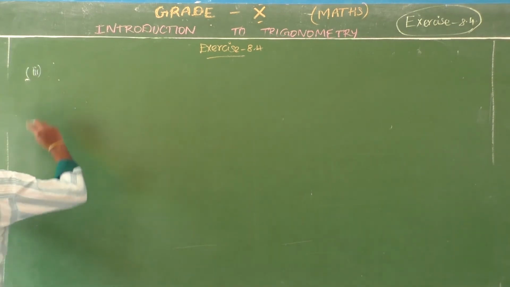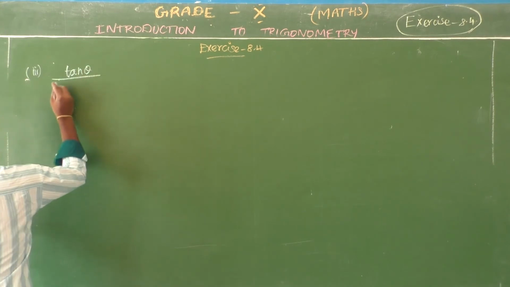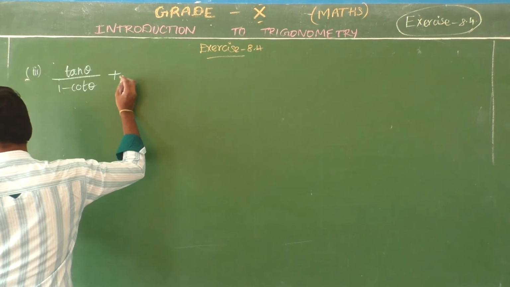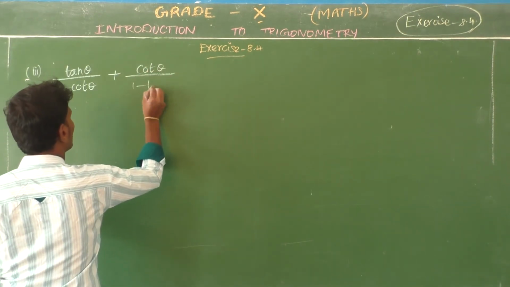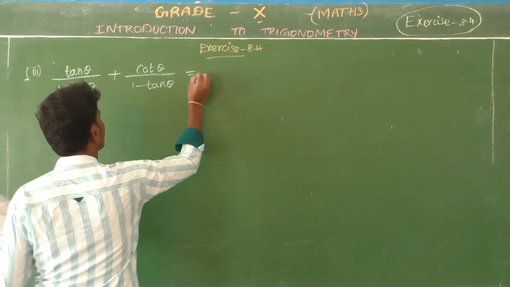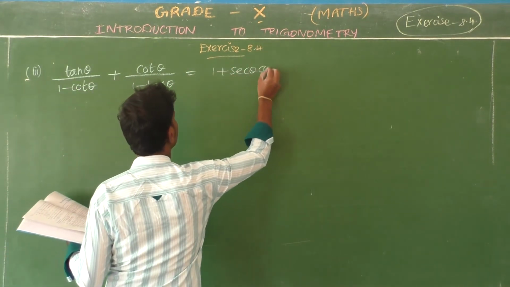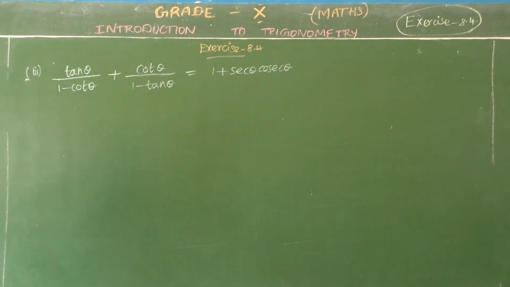The third question is tan theta by 1 minus cot theta plus cot theta by 1 minus tan theta, which is equal to 1 plus secant theta into cosecant theta. It is a very important 3 mark question, students. So listen carefully, all of you.